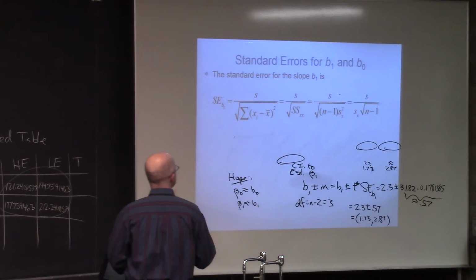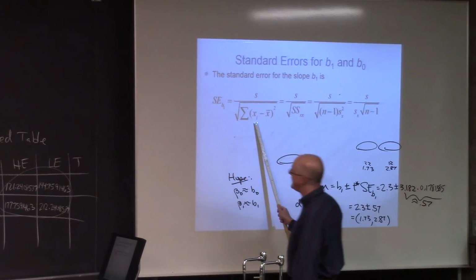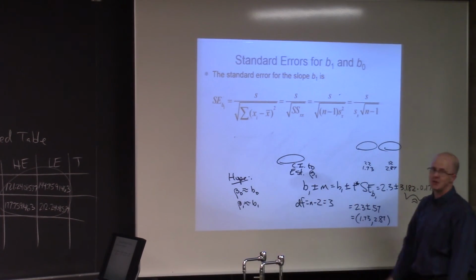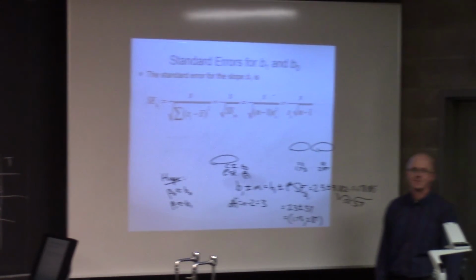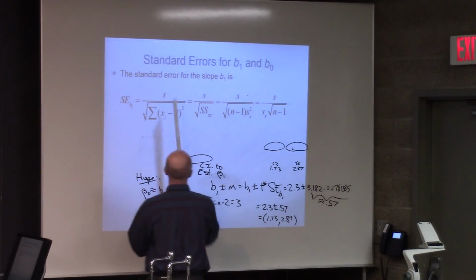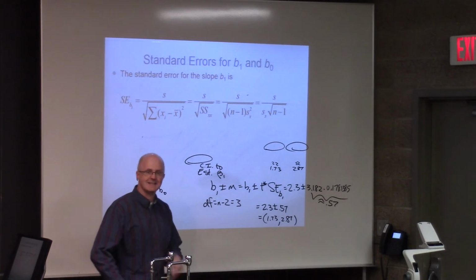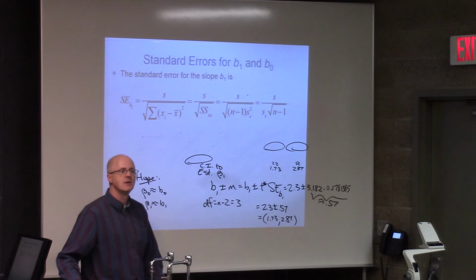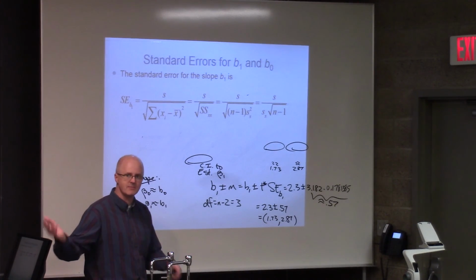Here's the formula for SEB1. This is the book's way of writing it. But I also want you to realize that you can write it in these three ways too. This is the way it's written in the book. What is S? S is the regression standard error, not a standard deviation, though kind of similar to the idea of a standard deviation. It's the regression standard error, the formula from 10 minutes ago.